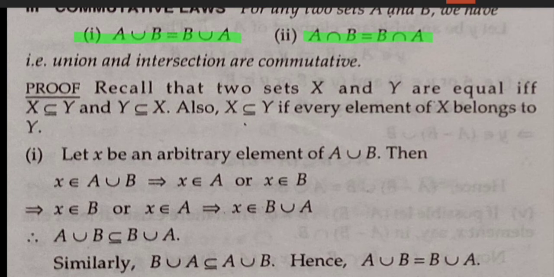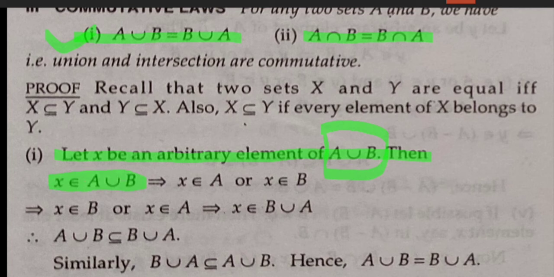Let us consider the first one, that is A union B equals B union A, right? Now let x be an arbitrary element of A union B. Here arbitrary element means any element which belongs to that particular set, that is A union B. कौन सा भी एक एलिमेंट हो सकता है, x, y, z. फॉर दैट रीजन वी आर सेइंग एन आर्बिट्ररी एलिमेंट. देन x बिलोंग्स टू A union B. इट इज ऑलरेडी गिवन A union B.